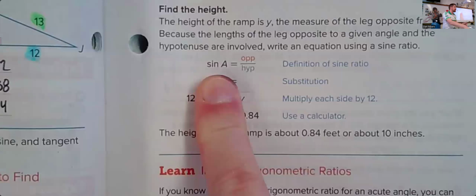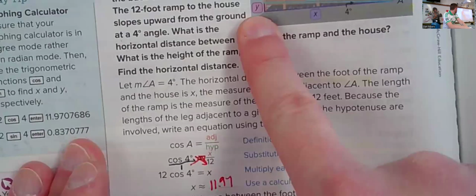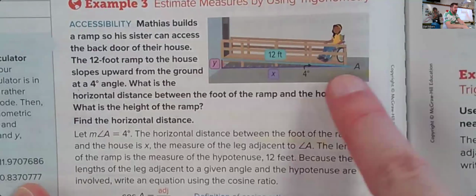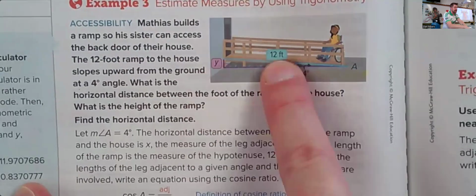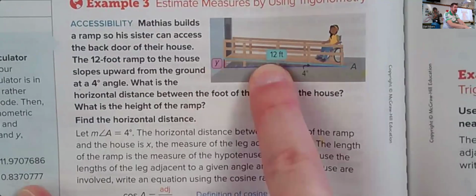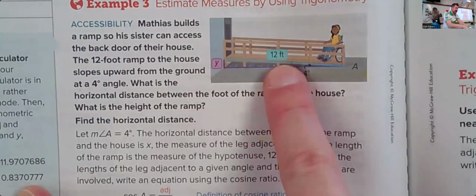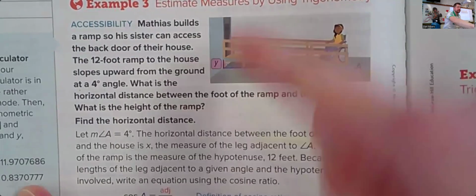And we mentioned a moment ago that the height of the ramp is going to be using the sine ratio because the height is this distance here. We can still compare it to the 4-degree angle, but this time y is opposite that 4-degree angle, and we still have the hypotenuse. So opposite hypotenuse, that's going to be SOH, sine equals opposite over hypotenuse. So the sine of 4 equals y over 12. That's how we're going to write that one.